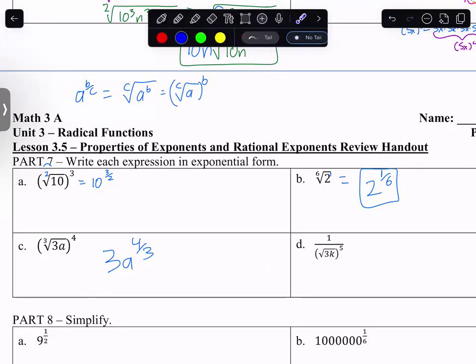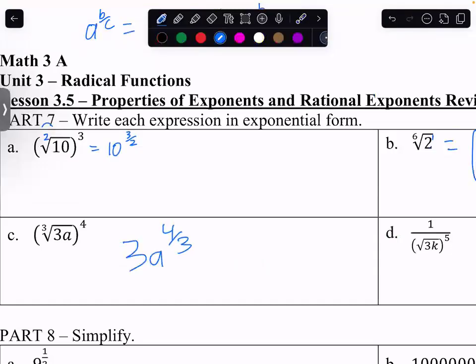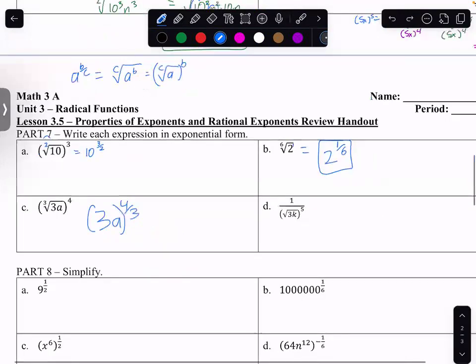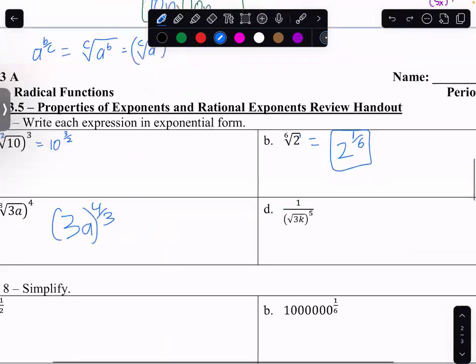3 to the 4th third and 8 to the 4th third. Yeah, so both the 3 and the A are affected. So probably the best way to write it is with parentheses around it, because both the 3 and the A are affected by the radical. So they both need to be. Which makes sense, because without parentheses, it would only affect the A.